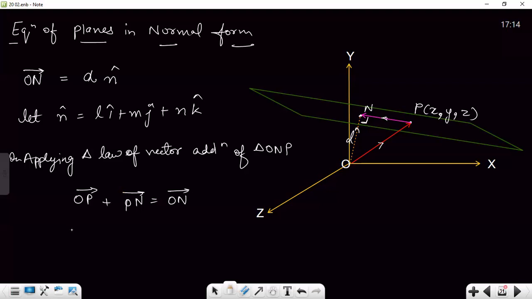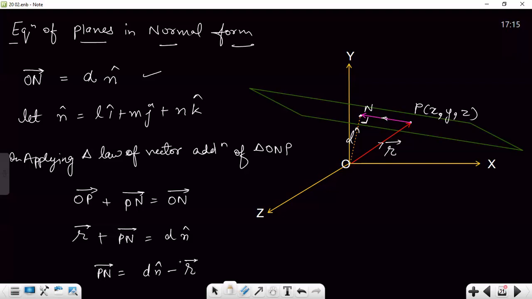OP vector is a general vector, right? So let's consider this vector as r vector. This is the general vector, r vector. PN vector is unknown to us. ON vector is actually d, which is its magnitude, and N cap, which is its unit vector. So from here, we can write that the PN vector is d N cap minus r vector.